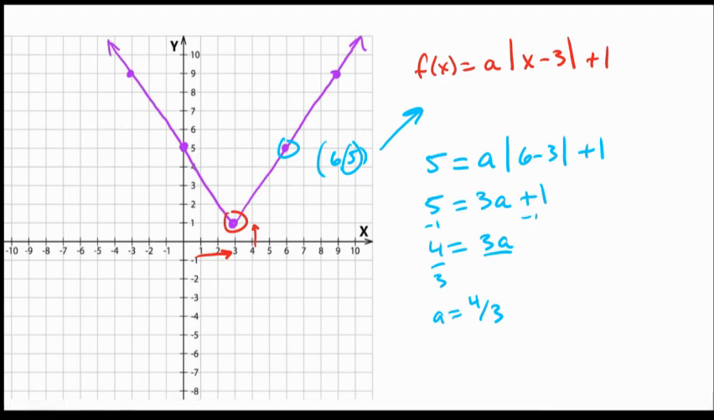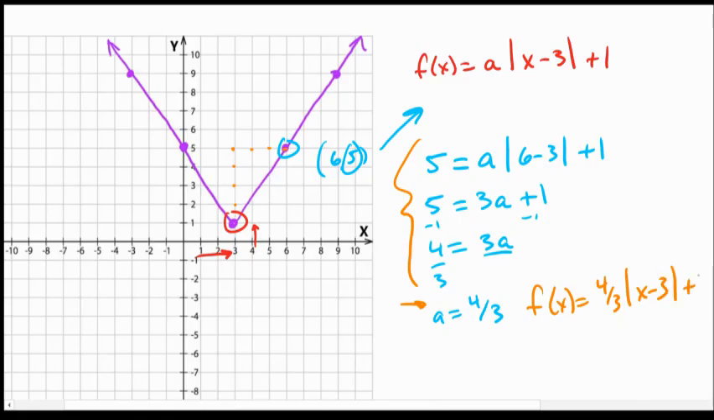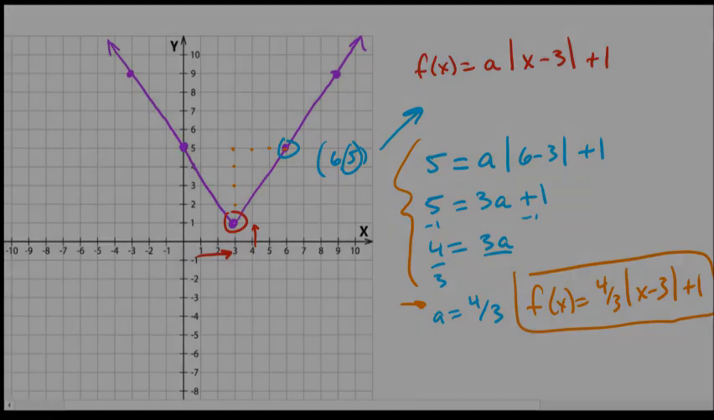So again, what you can notice here is that if you were to check the slope, 1, 2, 3, 4 units up, 1, 2, 3 units to the right, you'd still get the same answer, but this process that I did in blue is going to be really important as time goes on. So my final answer here, f of x equals 4/3 times the absolute value of x minus 3, plus 1.